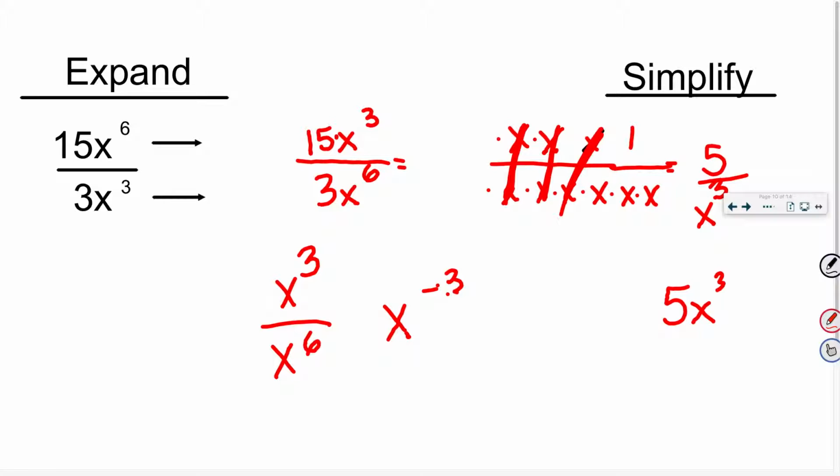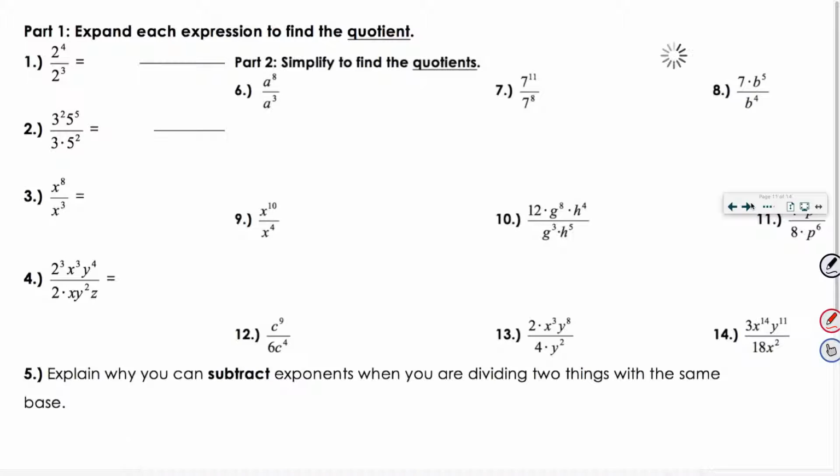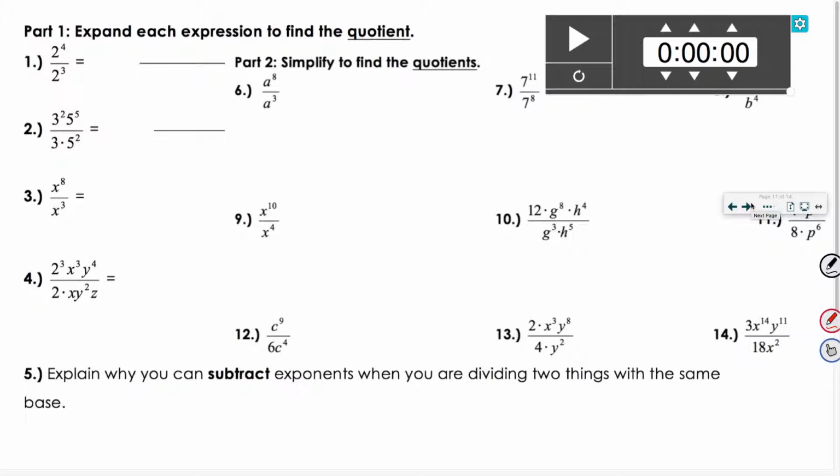Okay. So we're going to do some practice problems. It's actually part of the Galactic Hero assignment you were working on yesterday, but the ones that we would do for this topic. Because that assignment is 4 pages. Each page is a different topic. The first page is multiplying. The second page is dividing. The third page is raising a power to another power, which we're going to do tomorrow. And the last page is zero exponents and negative exponents, which we're going to do next week.